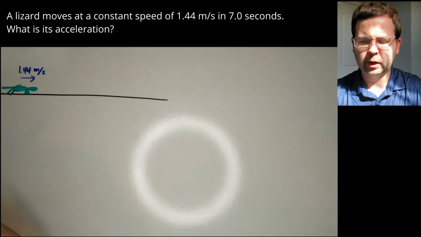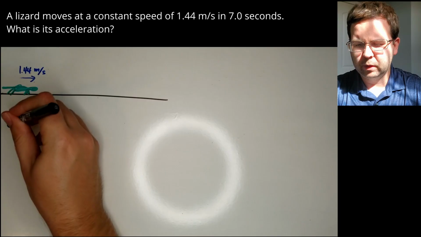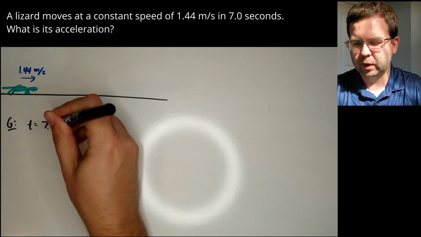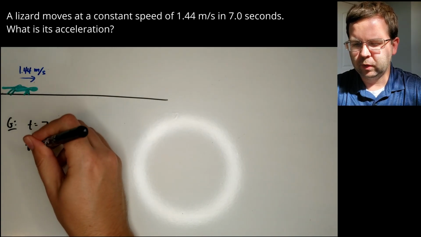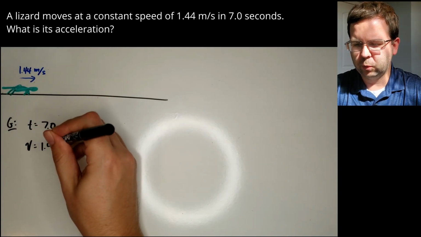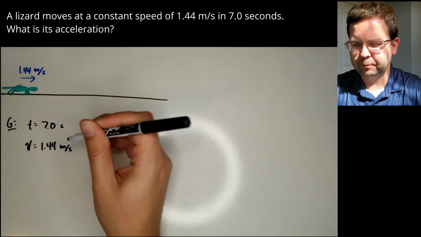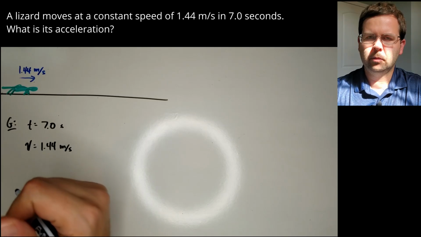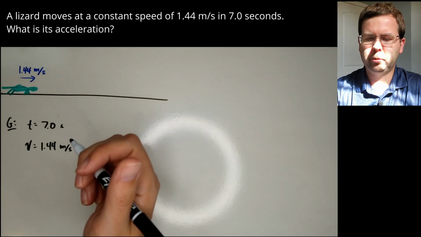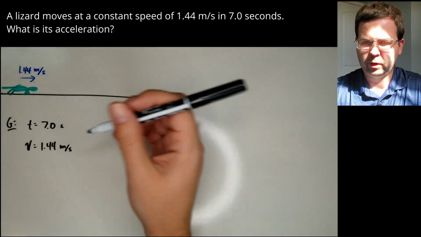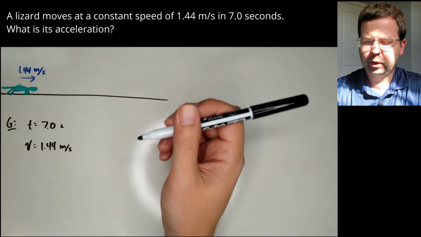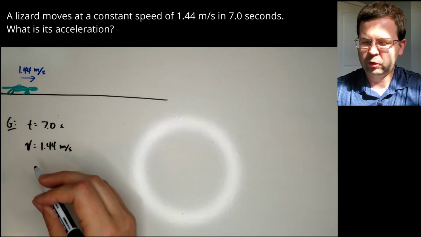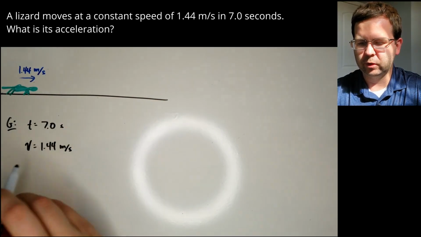Now, when I start to write down my given information here, I'm a little confused because I know it's 7 seconds, right? That's how much time we have. That's the easy one. But then I have a velocity measurement of 1.44 meters per second. Is this my starting velocity or is it my ending velocity? It says it moves at a constant speed. So it appears it's just my average velocity. It's just how fast it's moving. And so because of that, we don't have a change in the velocity here. This essentially is both our final and initial velocity.